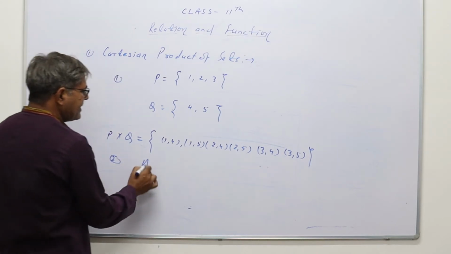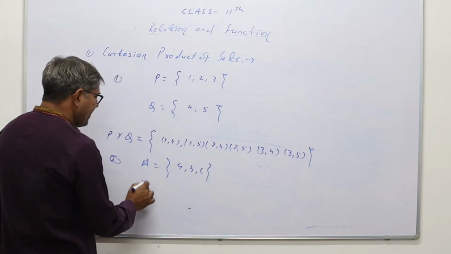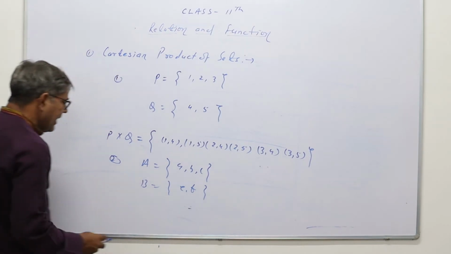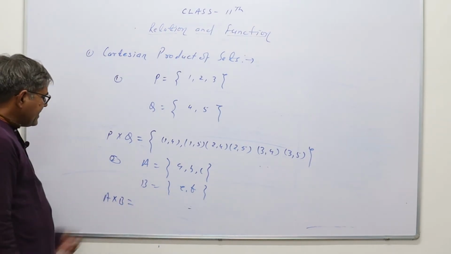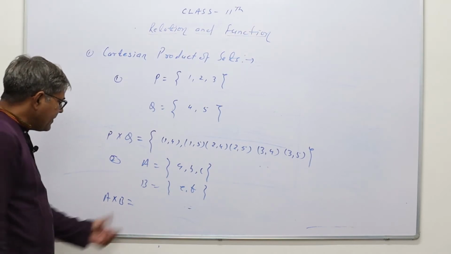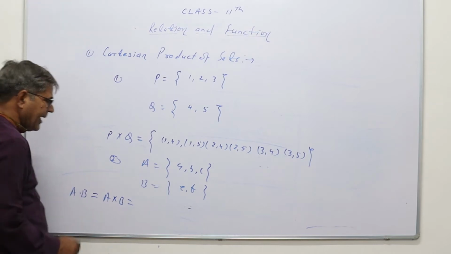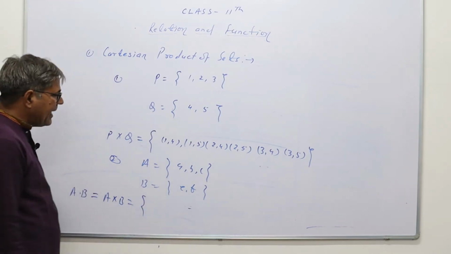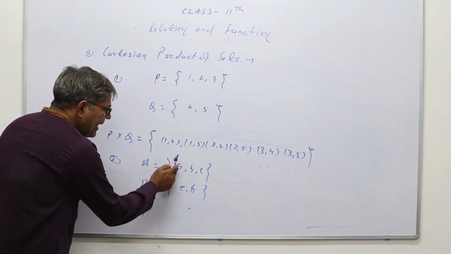Let set A is equal to {a, b, c} and set B is equal to {e, f}. Then how will we write the Cartesian product of set A cross B? Cartesian product is represented by A cross B. Sometimes we write it A dot B also, the same meaning. So A dot B or A cross B will be the ordered pair of the element of set A to set B. So how will we write?